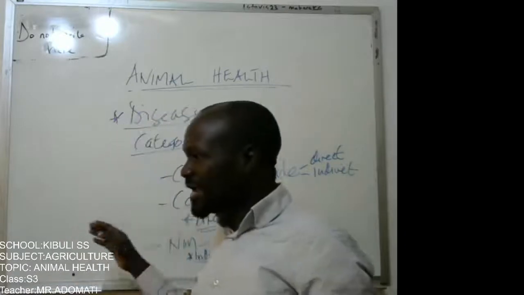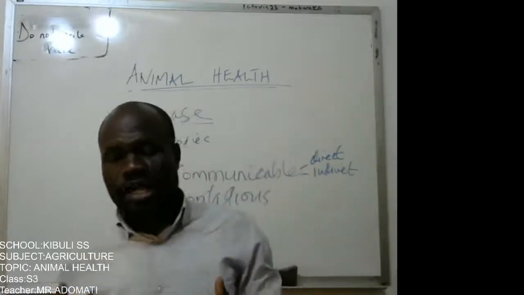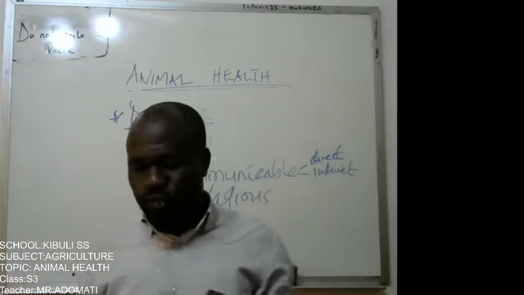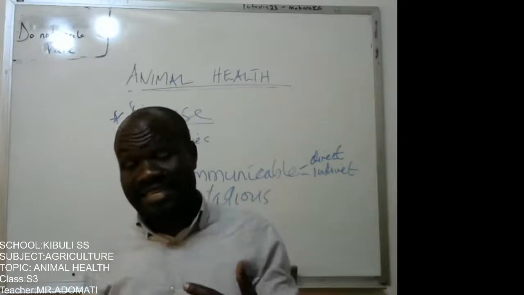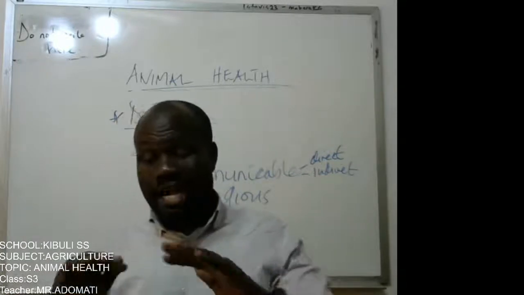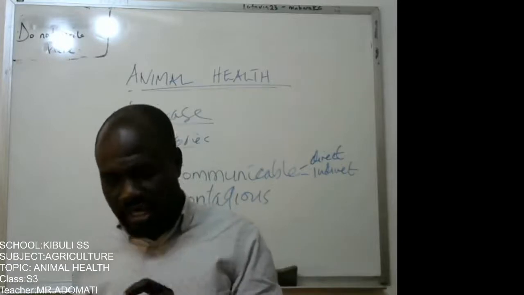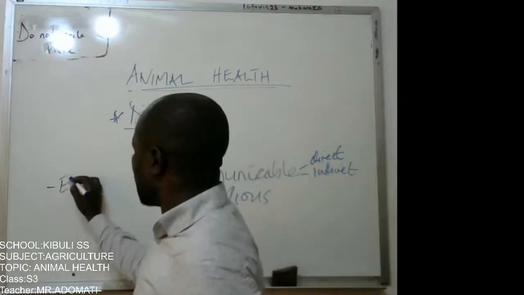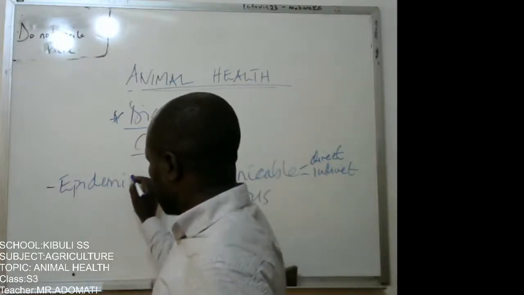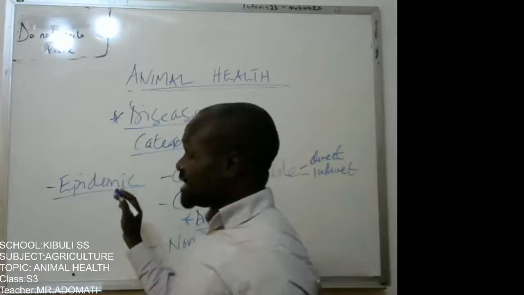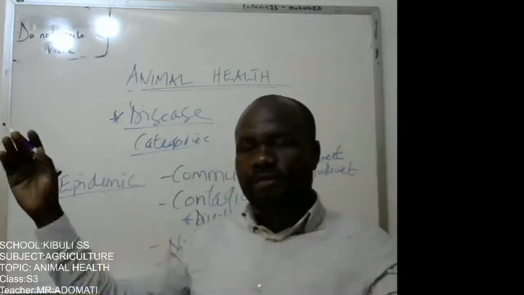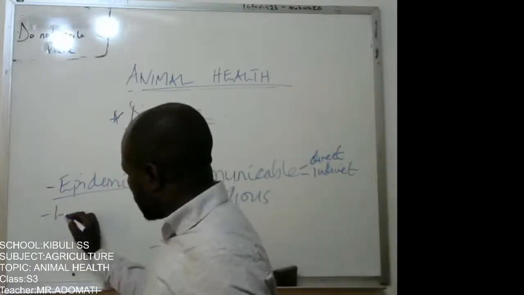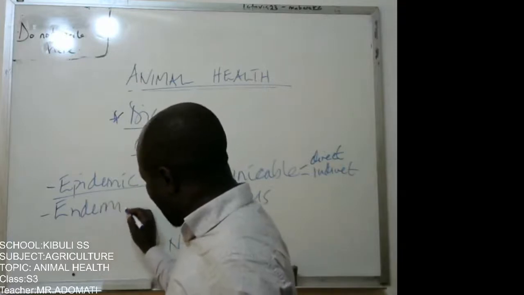Related to epidemic disease, you need to take time and try to internalize these concepts because they confuse. We are talking of epidemic diseases being diseases that spread very fast and attack a large number of animals within a short time. Remember I've just talked about epidemic. Then there are other diseases that are called endemic.